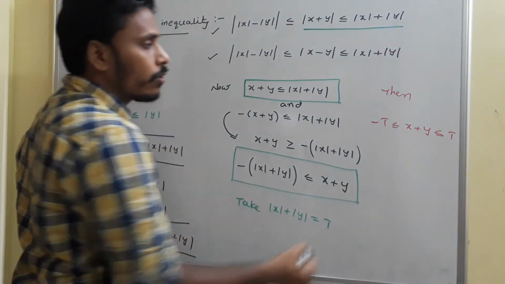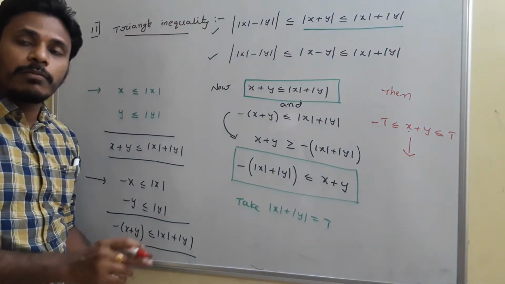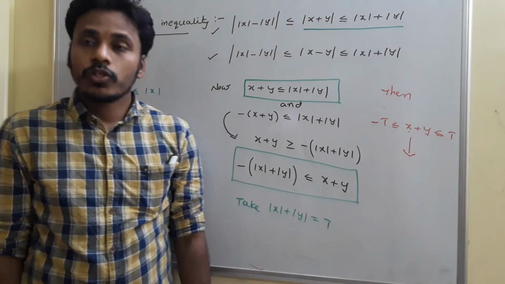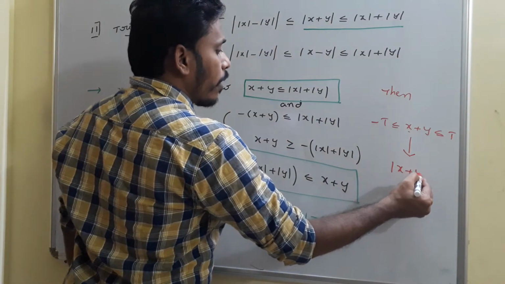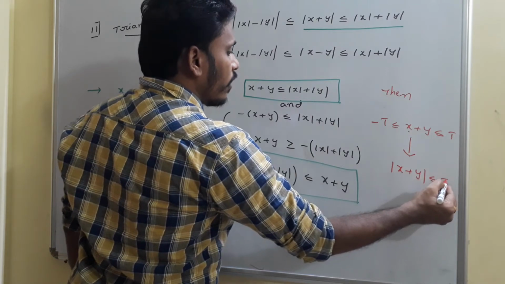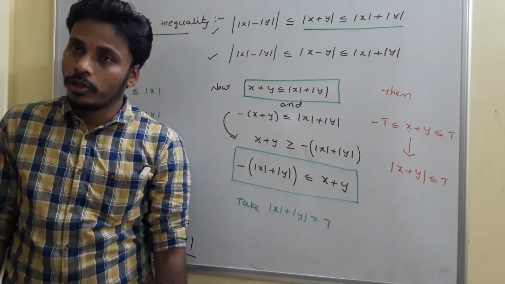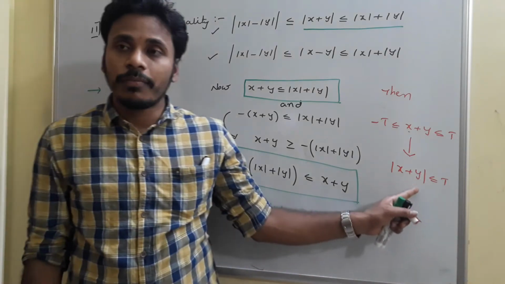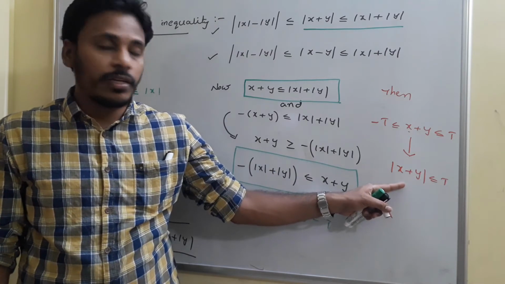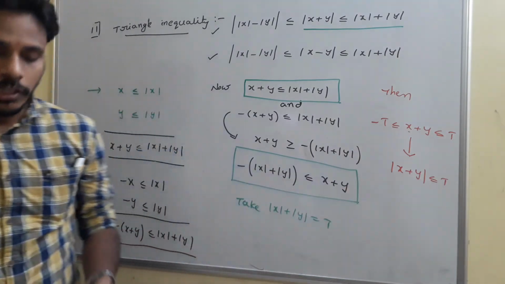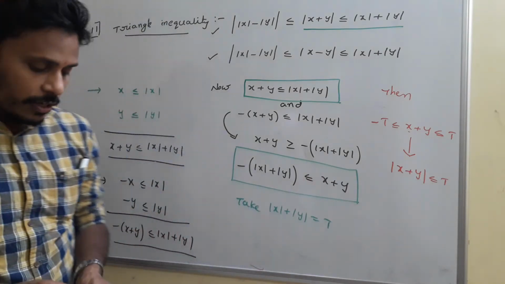Now just have a look, just think about it. The x plus y value is just in between minus t and t. So since it is in between minus t and t, it is very clear that modulus of x plus y is less than or equal to t. As we solved many problems based on modulus, if modulus of something is less than or equal to t, that something for sure lies in between minus t and t. Just in reverse order we observe that, and at the end, modulus of x plus y is less than or equal to t.